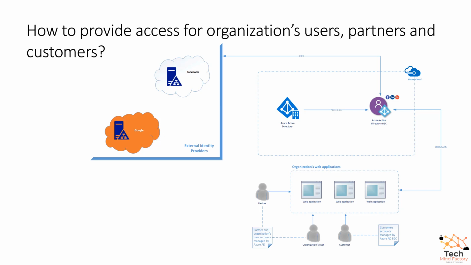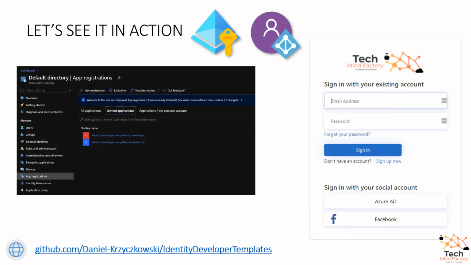And of course, we can also integrate external identity providers, which we can see on the left side of the diagram. If we would like to provide Facebook or Google authentication here in the B2C, it's also possible. Then we can integrate our web applications with Azure Active Directory B2C and provide access for different kinds of users. Great, so it's time for the demo, so let's see it in action.